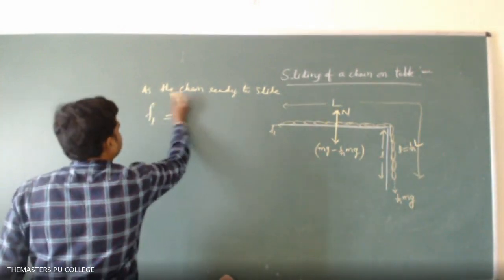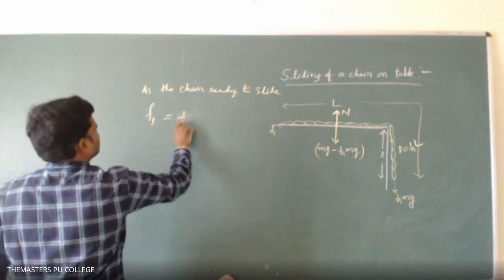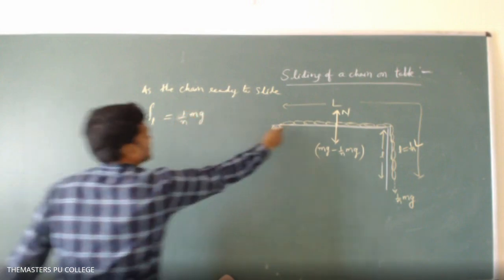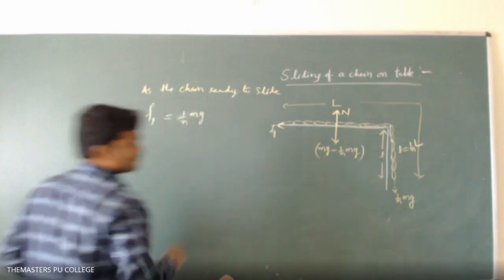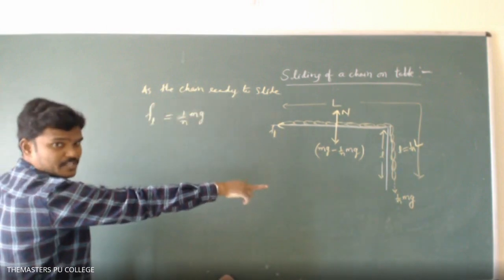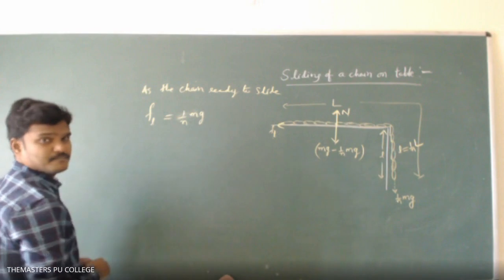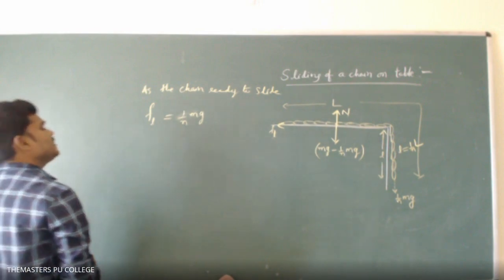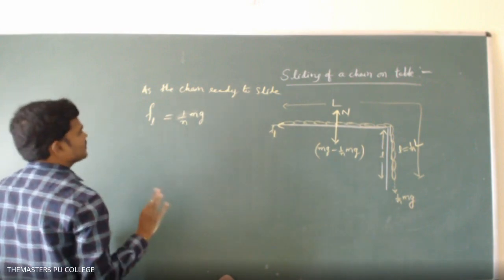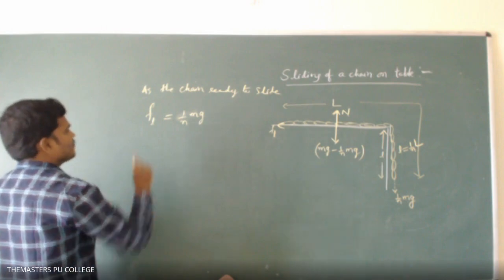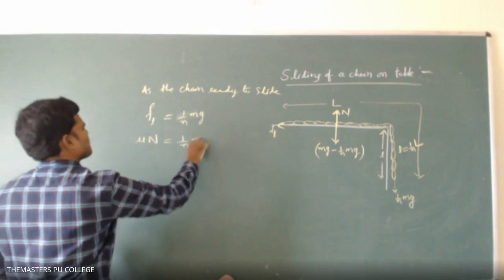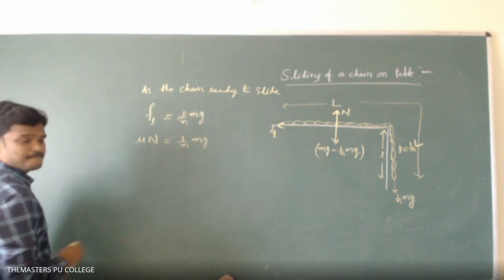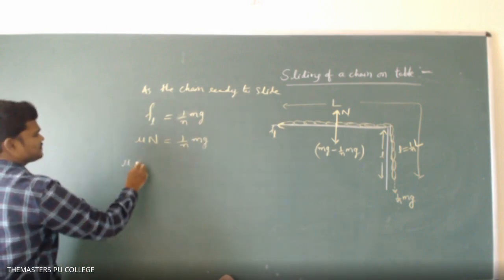Yes. Frictional force, which is equivalent to 1 by n of what? mg. This FL is balanced by the weight of the body. By n of the weight mg of the hanging part? 1 by n, 1 by n into mg. Is it okay? Yes, sir. What is FL? Mu n. Mu. What is n?